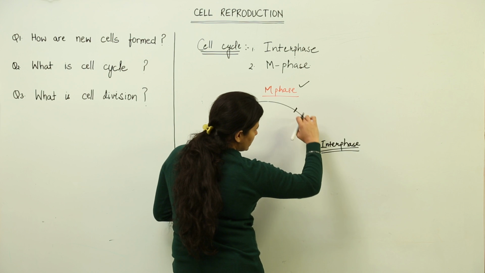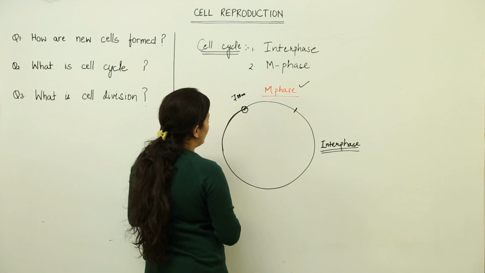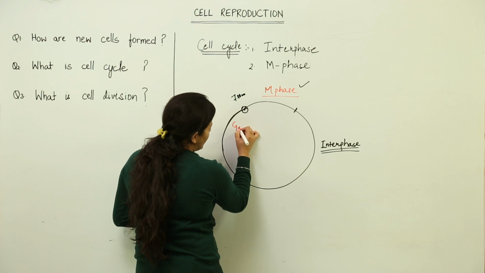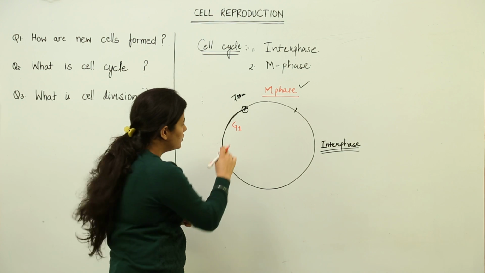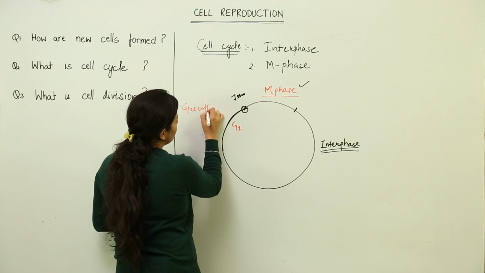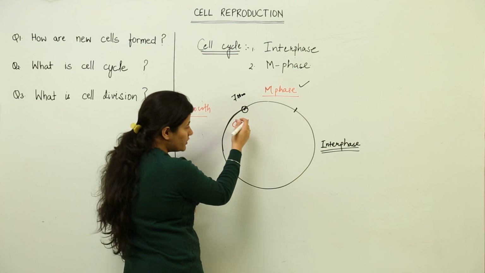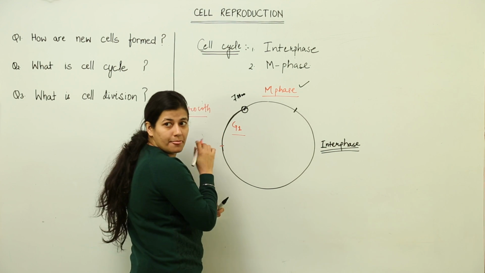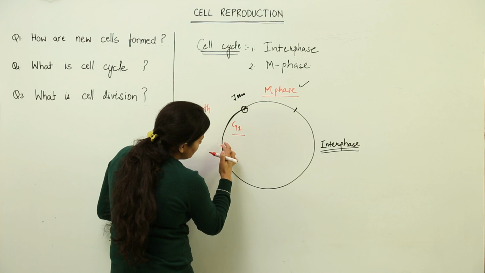Interphase is a conceptual thing that we get to understand, that first of all the cell would enter a phase known as G1 phase. G stands for growth. Alright, G1 phase in which the cell would stay. Now this G1 phase ends after some time. After some time what would happen?